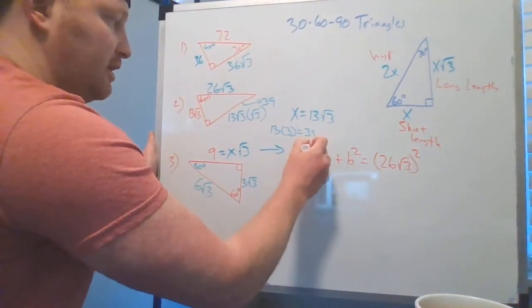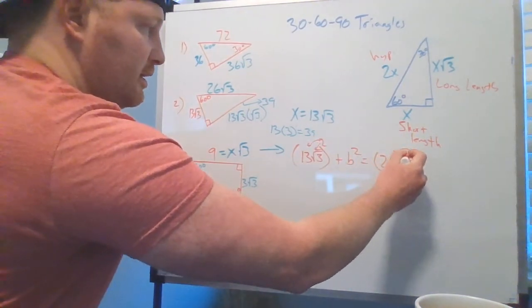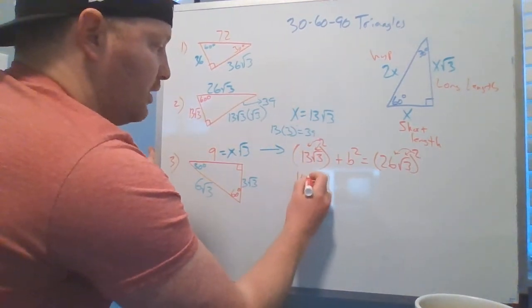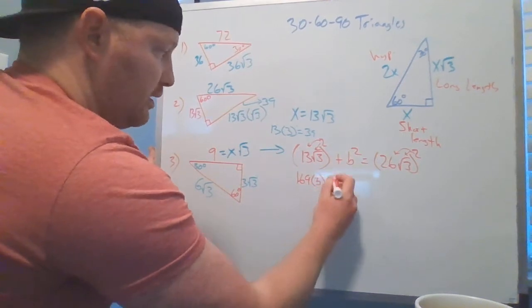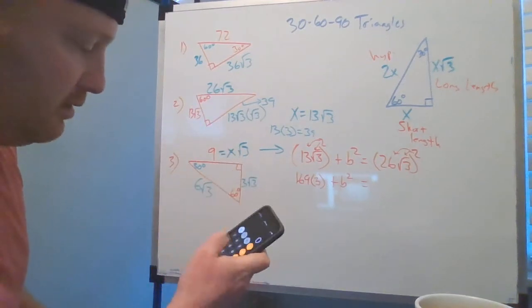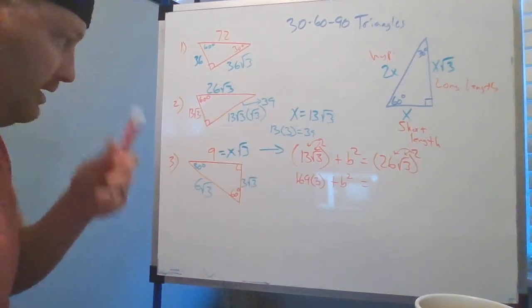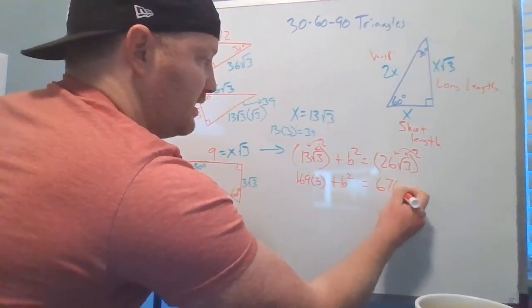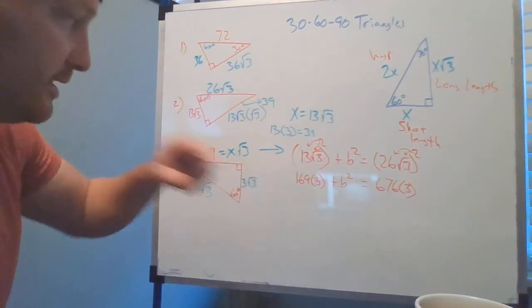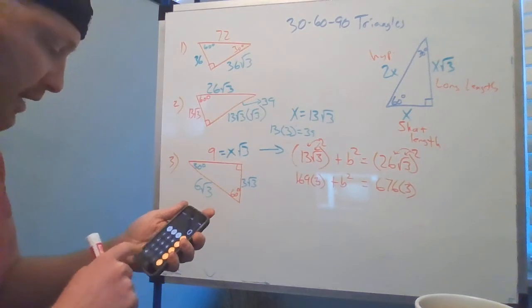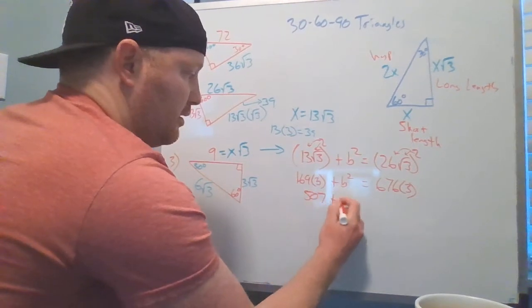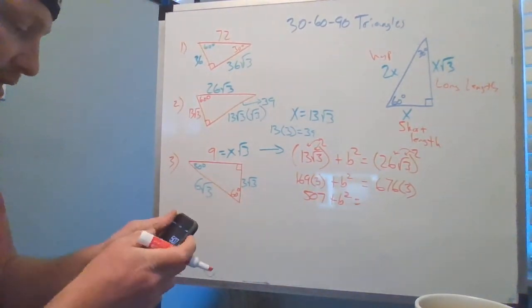Now remember, distribute to here and to here, to both terms on the inside. Now 13 squared is good enough because I actually know this. This is going to be 169 times 3 plus b squared equals, what is 26 squared? 26 times 26. This is going to be 676 times 3. Because don't forget, the radical squared is just the number under the radical. That's how we know that. So now let's do our math and get working on this one. So this is 169 times 3, and that's 507 plus b squared equals 676.